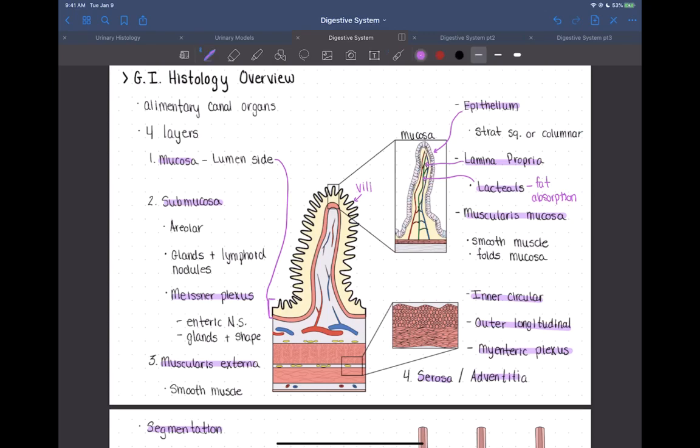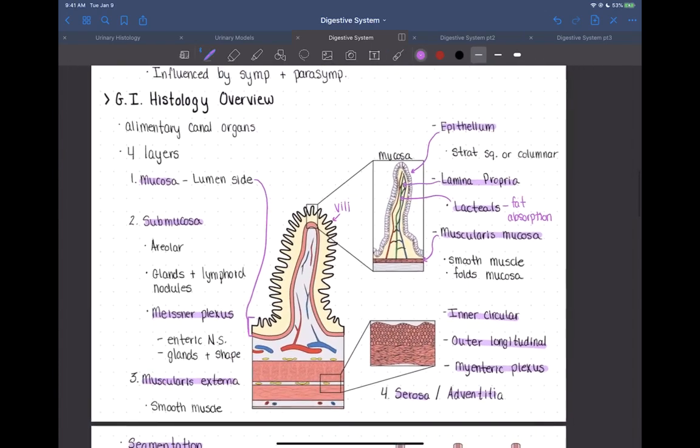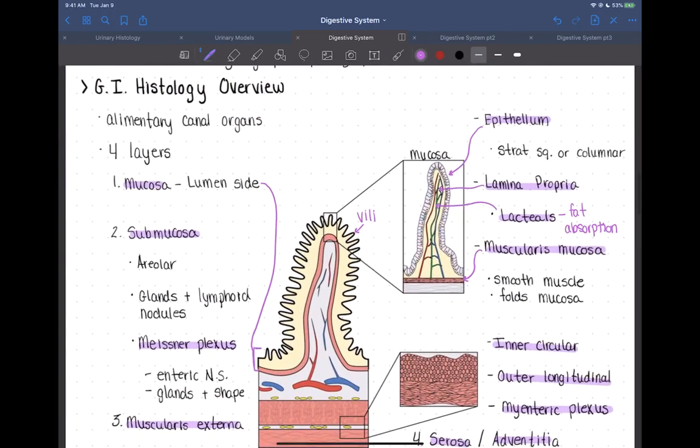Our next layer for the mucosa, our last layer for the mucosa, is the muscularis mucosae. I'm going to zoom in a little so we can see it a little better. This is a very thin layer of smooth muscle, this layer here. It marks the bottom of the mucosa, and it's responsible for making these folds, like these villi, for example, these folds of the mucosa.